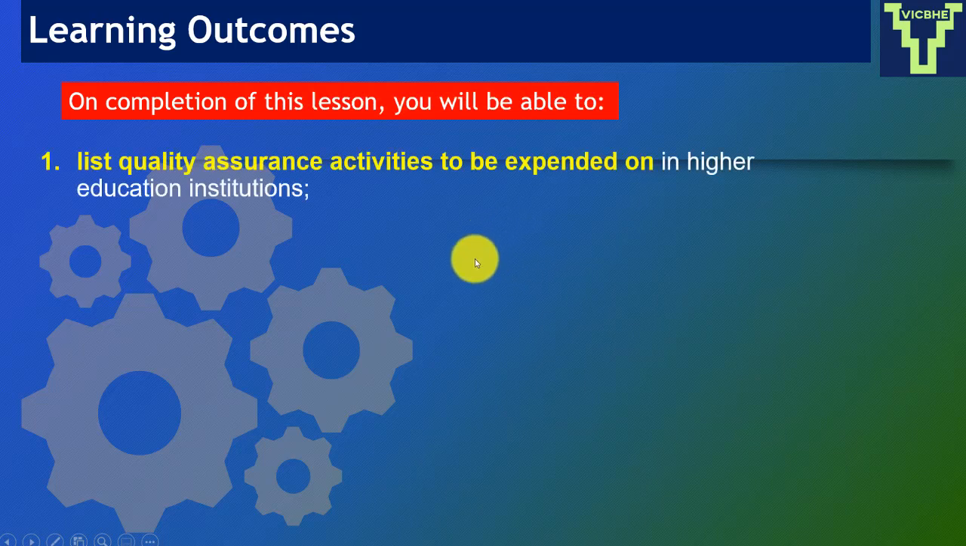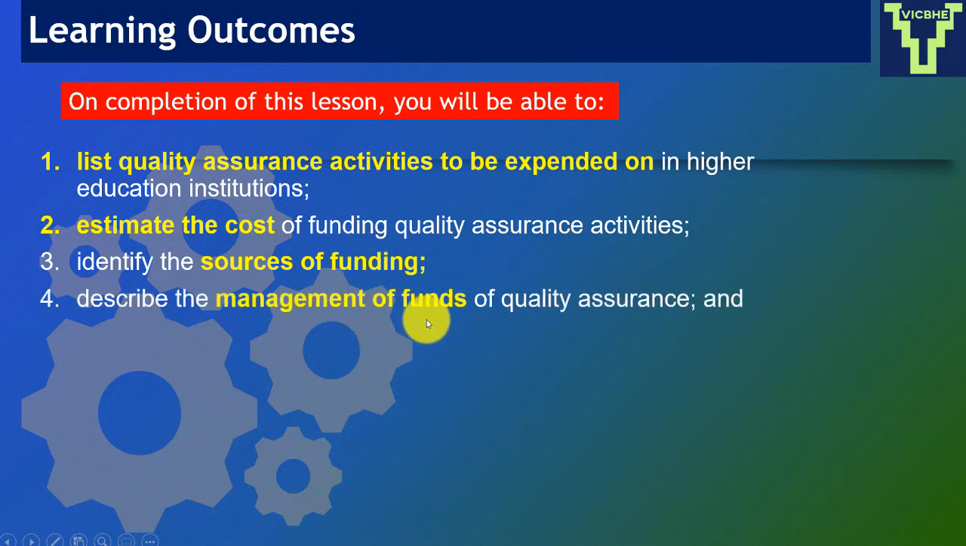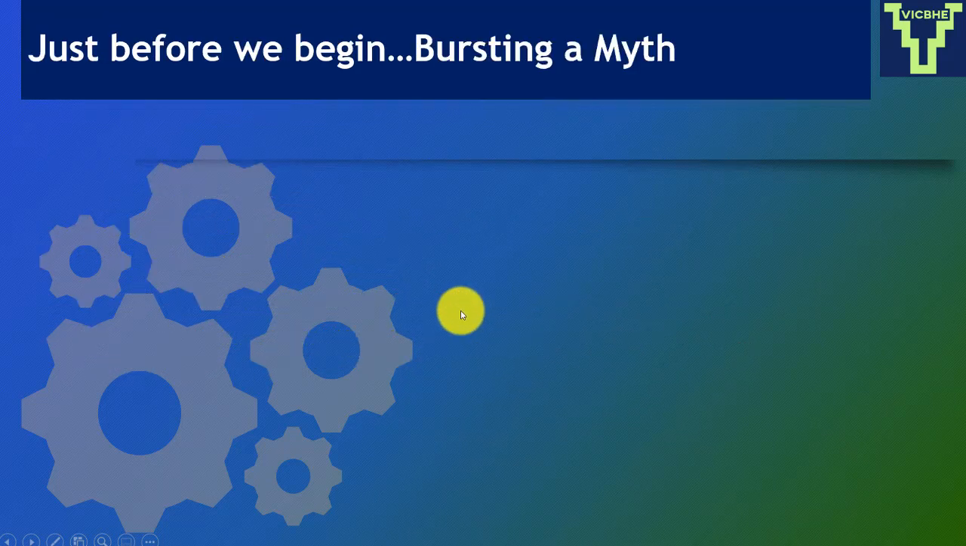So what are we going to learn in this lesson? We are going to list activities that we spend money on in quality assurance. We're going to estimate the cost and the sources of funding. Where are we going to get the money from to fund quality assurance activities? We're going to see how we manage the funds judiciously. And we'll engage in the debate if funding is a sufficient condition for effective quality assurance in higher education institutions.